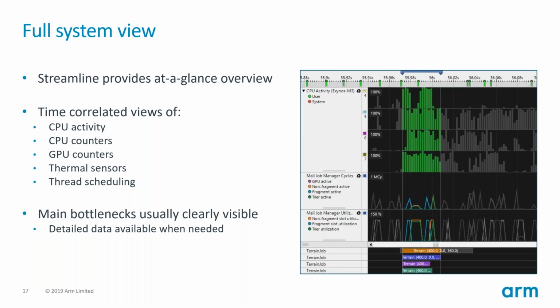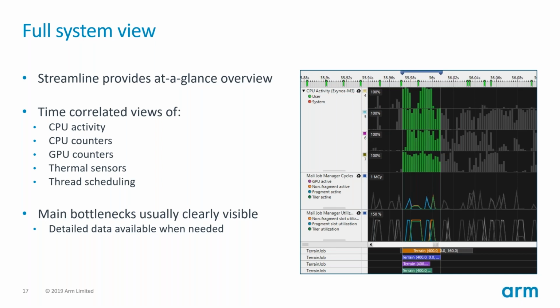So the idea of Streamline is that it provides a full at-a-glance view. So the main view you have is this timeline window, which shows all the CPU activity across all the CPUs in the design, CPU counters, GPU counters, thermal sensors, thread scheduling, and if you have user annotations, you'll see those on this time track as well. So you can identify a range where you see a drop in performance, and then within that range, try and identify, is the dominant load going to be CPU? Is it going to be GPU?